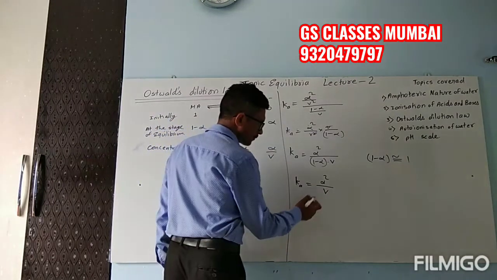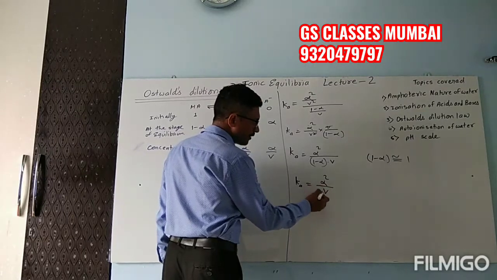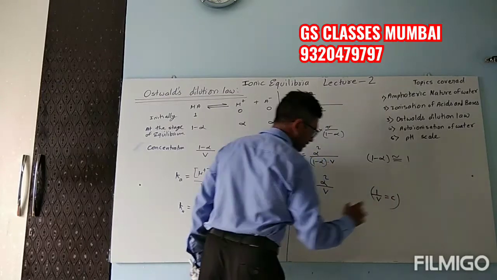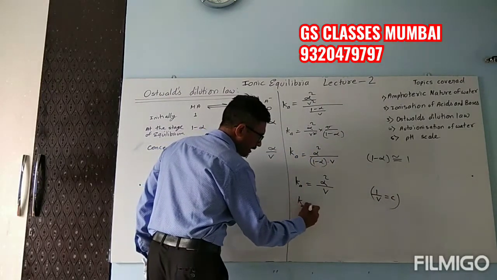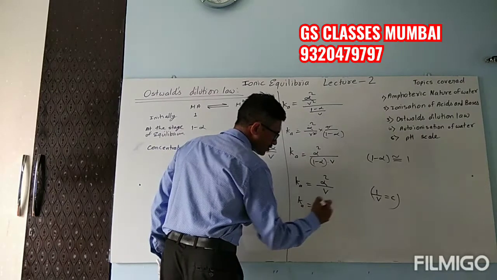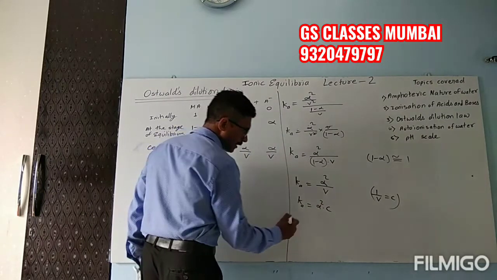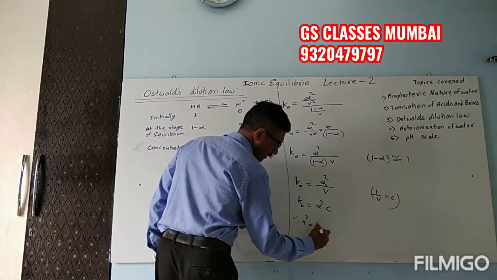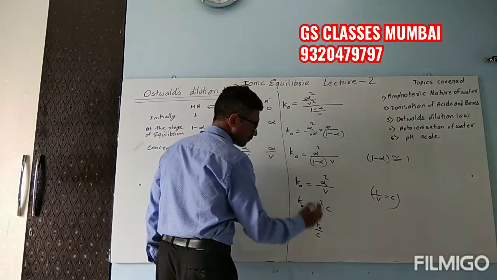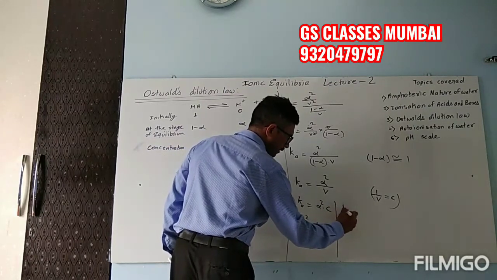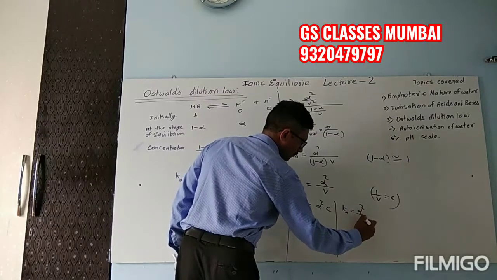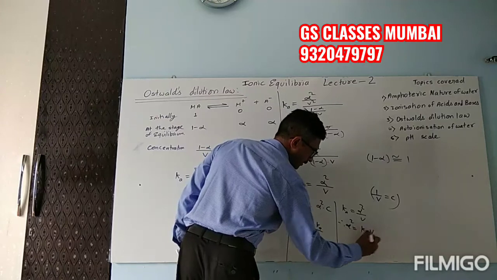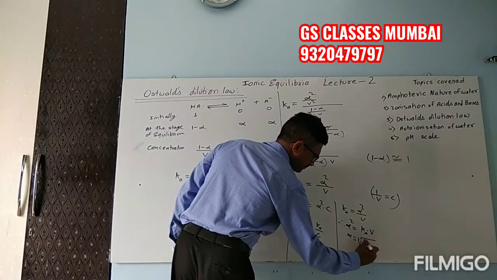Now children, 1 upon V means what? Concentration. 1 upon V is nothing but concentration. So Ka becomes alpha square dot C. Also I can say that alpha square equals Ka upon C. Further, Ka was alpha square times V, so you can say that alpha square equals Ka upon V.